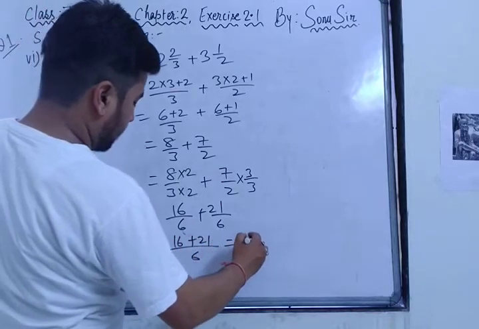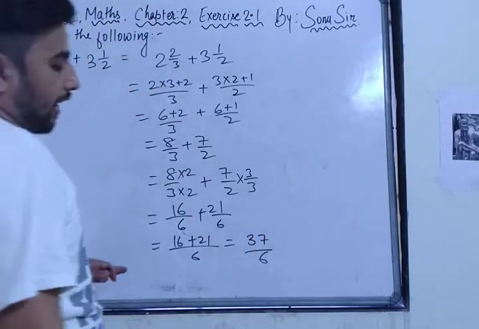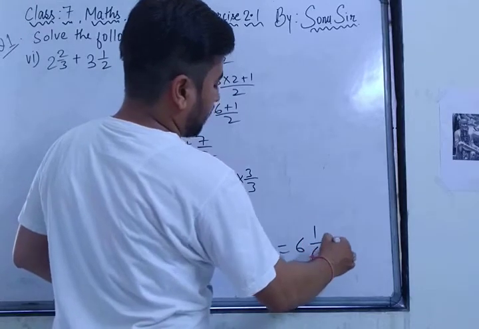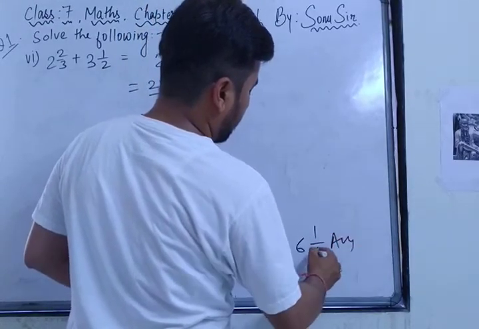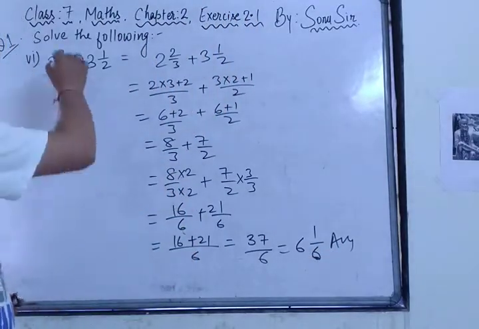What will be the answer? 37 by 6. If you want to break down this fraction into a mixed fraction, 6 sixes are 36. So 6 into 1 by 6. This will be your right answer of question number 6. Got it? And previously, I just changed the question.